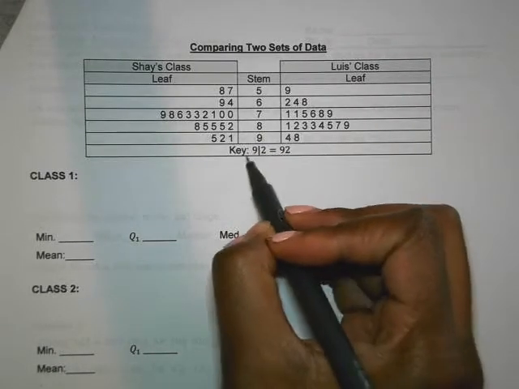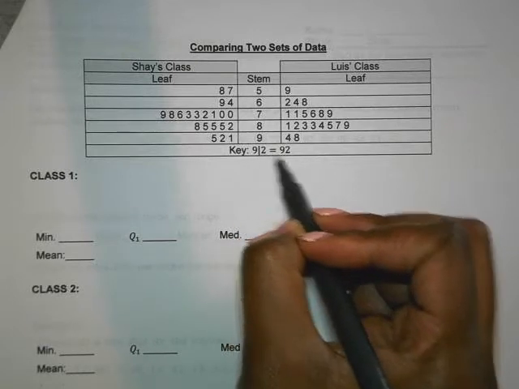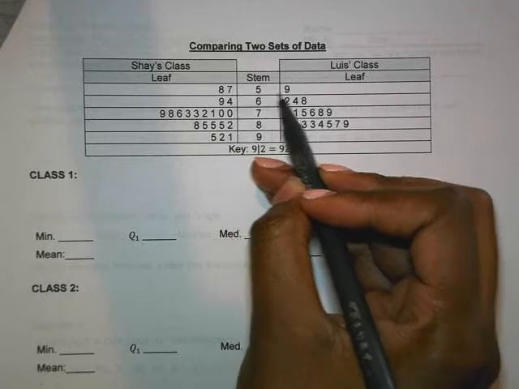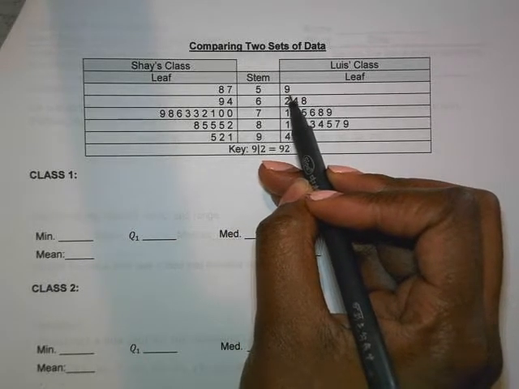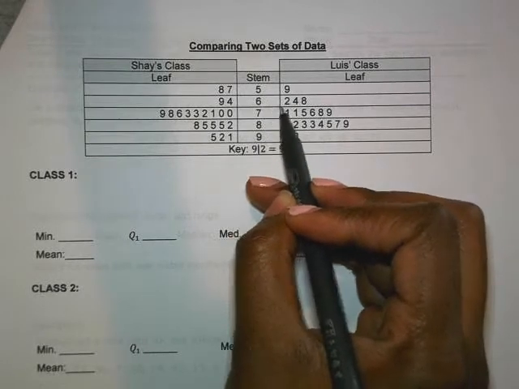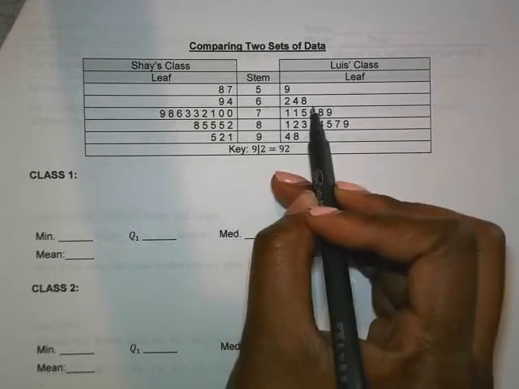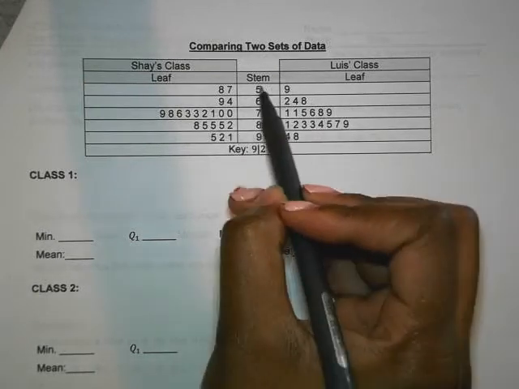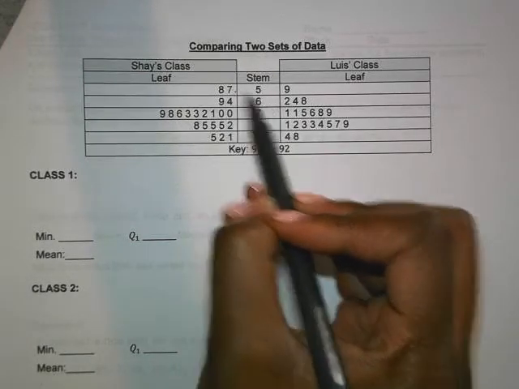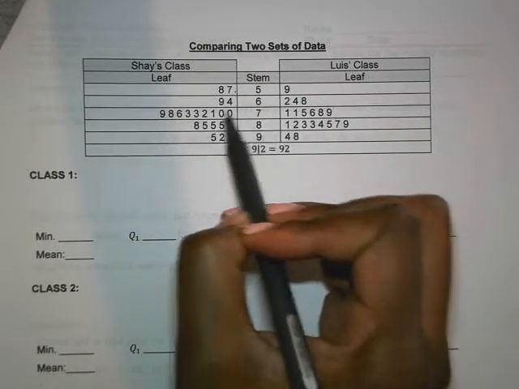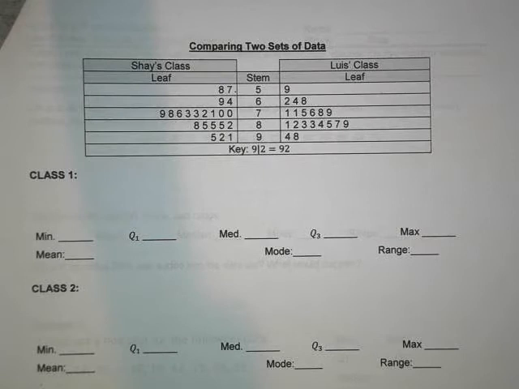So just like it says 9 line 2 stands for 92. So this stem is the 5. This leaf is the 9. So this would be 59. The second line would be 62, 64, 68. Okay. If we looked at Shay's class, this would be 57, 58, 64, 69, 70, 70, 71. Okay, we're always going back to that stem.